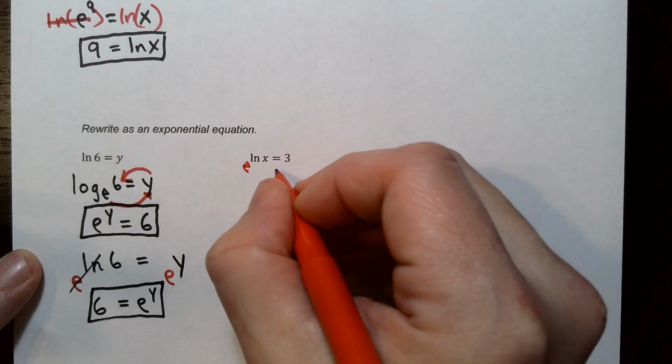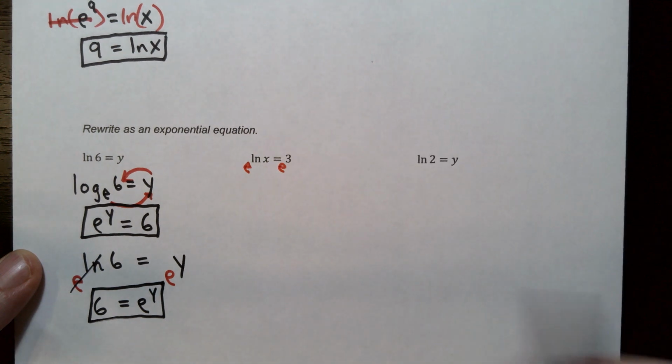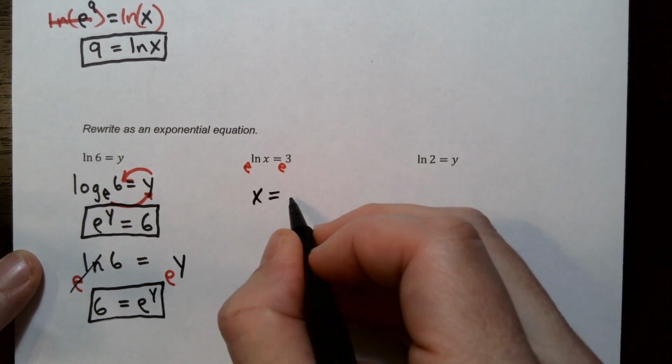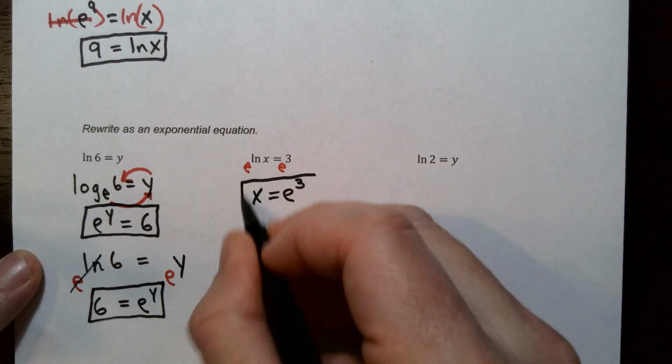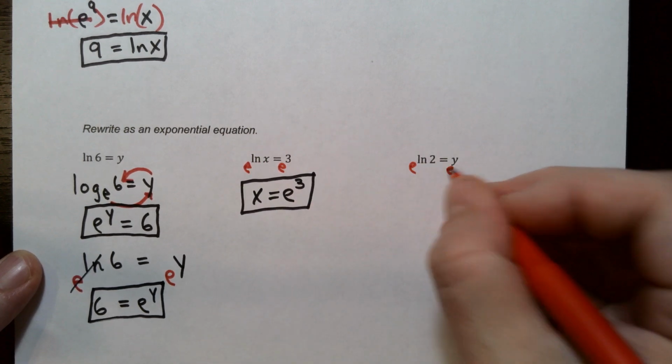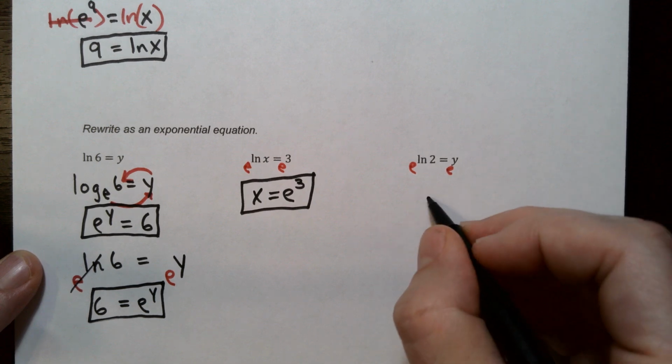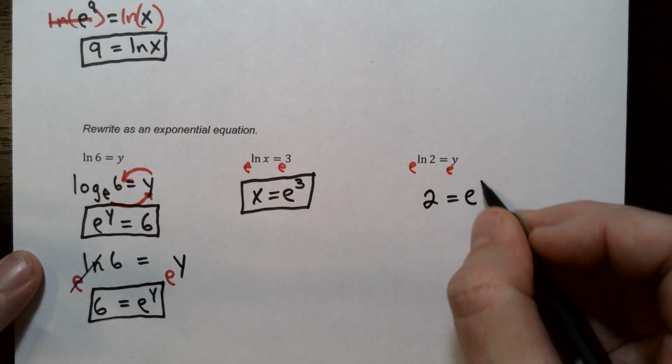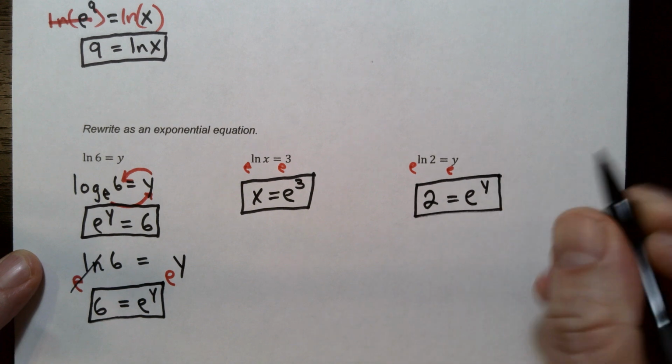I'm just going to apply an e to both sides. The e and the ln cancel. You get x is equal to e to the 3. On this one, you apply an e to both sides. The e and the ln cancel each other out, leaving 2 equals e to the y, and that's your answer. And that's it.